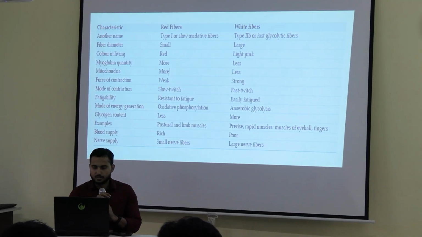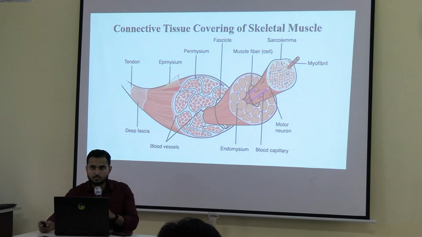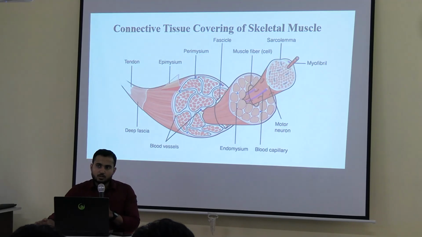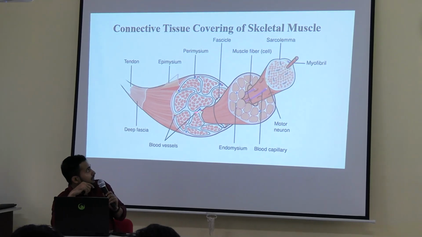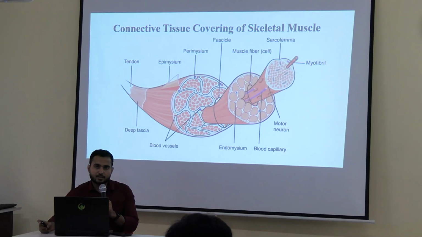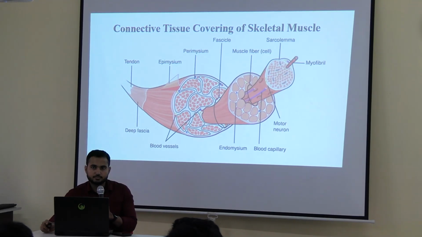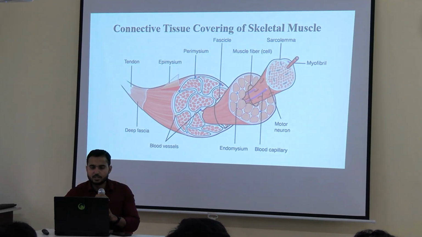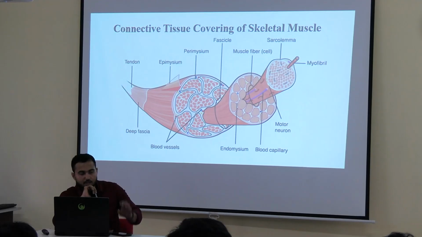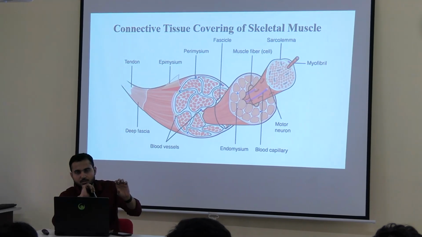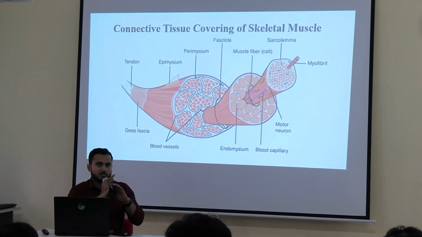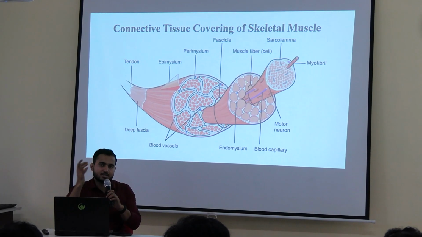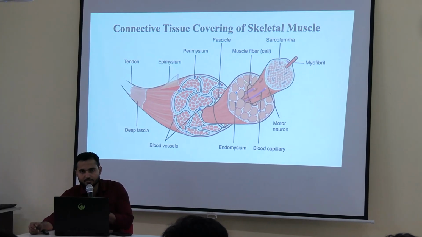Next is the connective tissue covering of skeletal muscle. Can you see the diagram over here? What do you understand from this diagram? First of all, you can see the entire muscle. Suppose you have taken one muscle, take the example of biceps or triceps, and then you have taken a TS from that muscle. If you take the TS from that muscle, you can see the fascicular arrangement, the fasciculus.